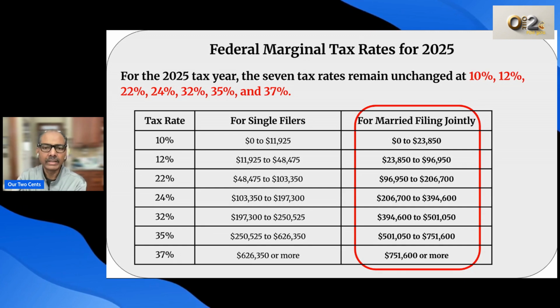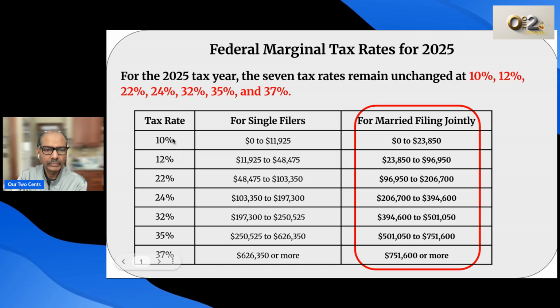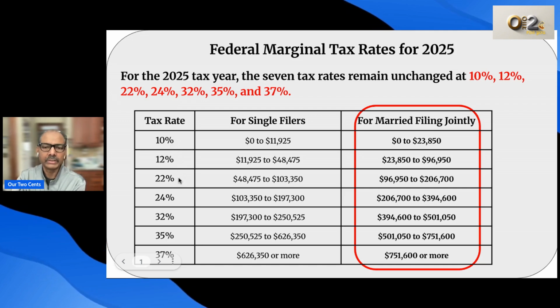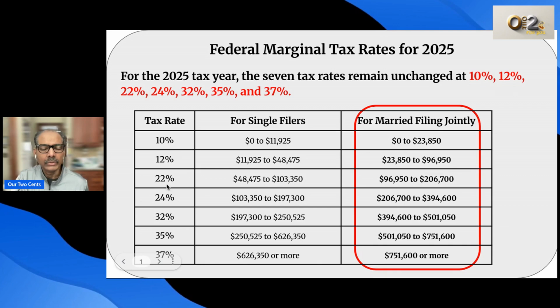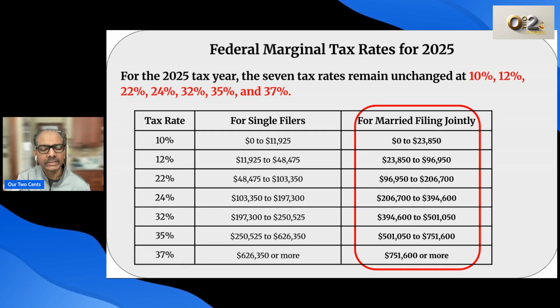As an example, if you had $150,000, then you will be taxed between these three tax brackets: 10%, 12%, and 22%. So only the amount that is higher than $96,950 will get taxed at 22%, so that you have a little bit of relief on the overall tax liability.